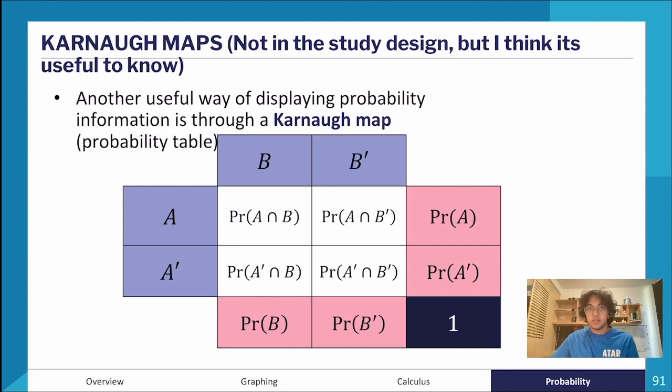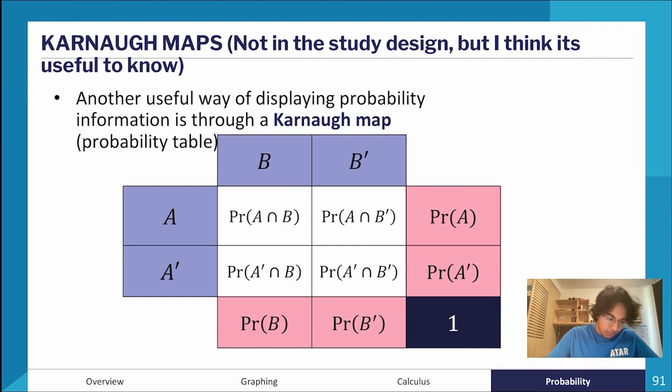So this isn't explicitly in the study design, but I think it's useful to know, just because it's a reasonably good way to problem solve. Basically, it's a probability table or a Karnaugh map. It's reasonably good for two events only, I think. If you have more events, it gets a little bit hectic, but you can fit that in.